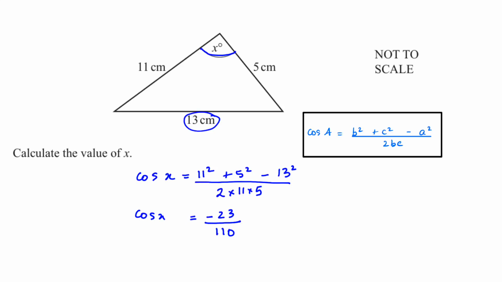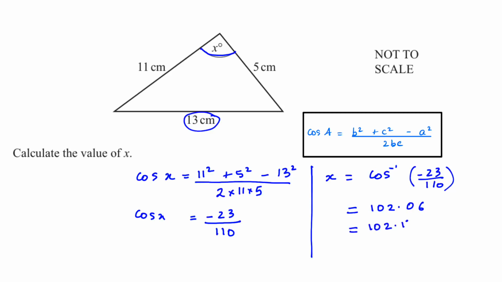Therefore, x is equal to, whenever you want to find the angle, you will write cos inverse. Cos inverse of this number that we got here, negative 23 over 110, and that will give us 102.06, rounded to one decimal, 102.1 degrees. Memorize the cosine and the sine rules. They are easy marks to get. You just have to replace the values that you have got.